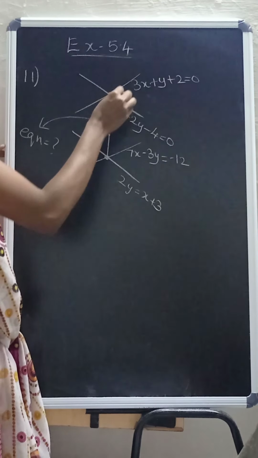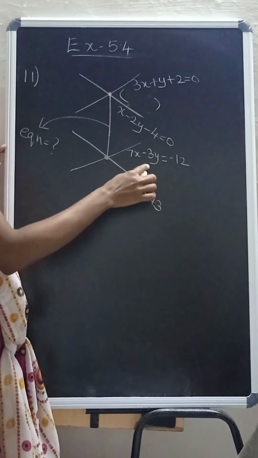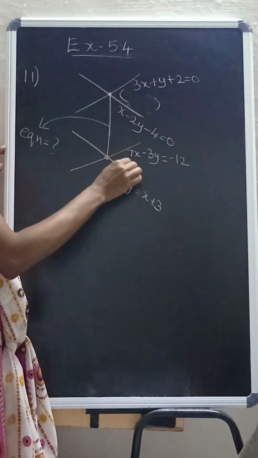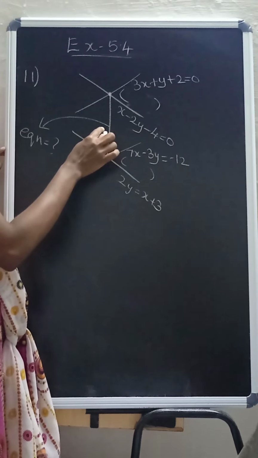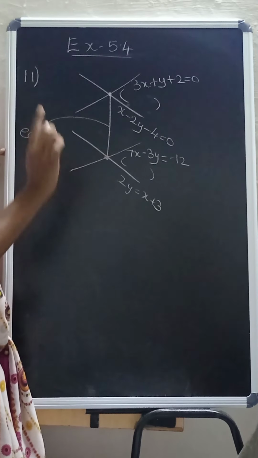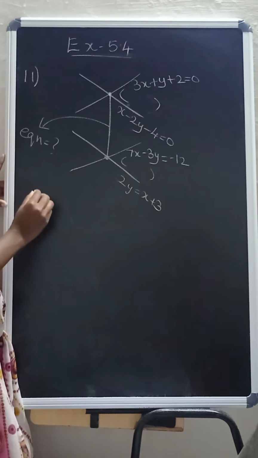So what will you do? First you will solve these two linear equations and find the point of intersection. Then you will solve these two equations and find the other point of intersection. Using 2-point form, you will find the equation of the required straight line. Let us proceed. First you will find the point of intersection.